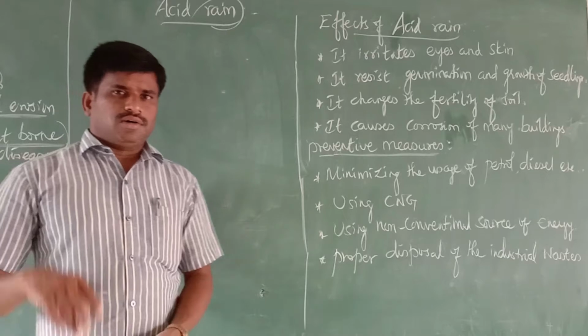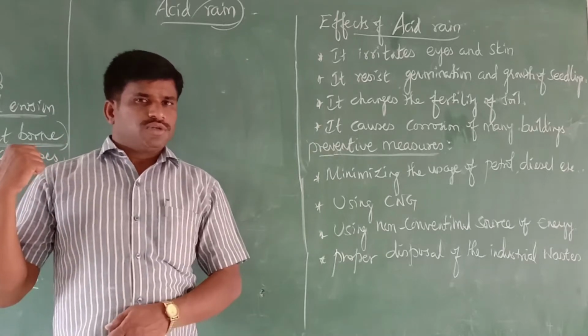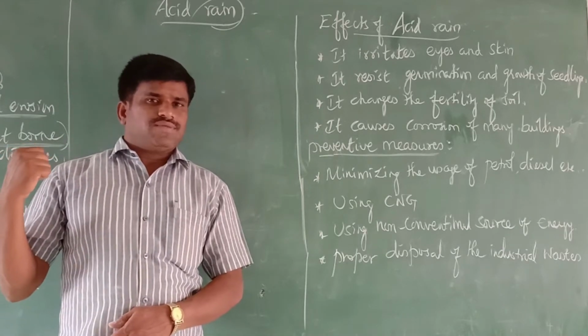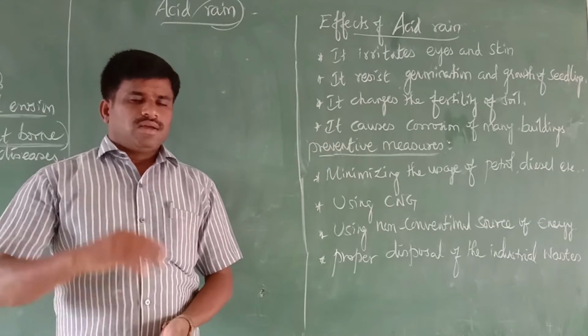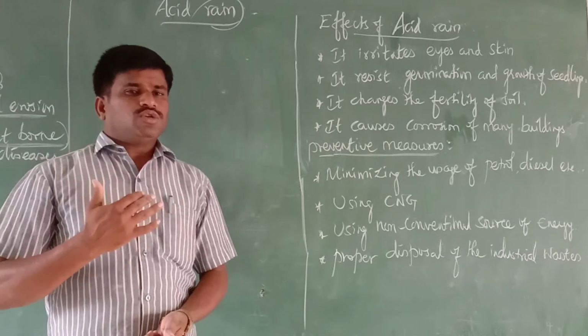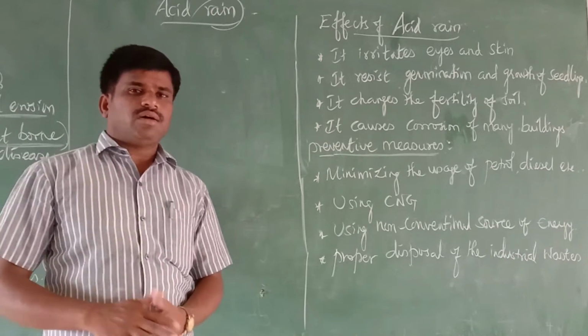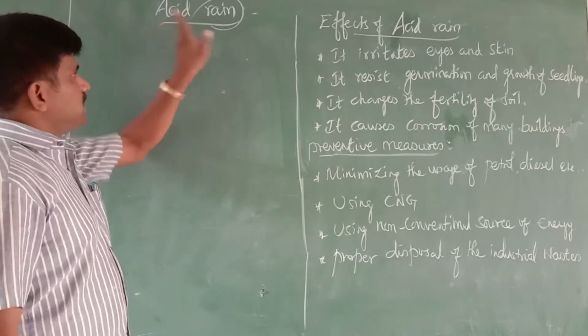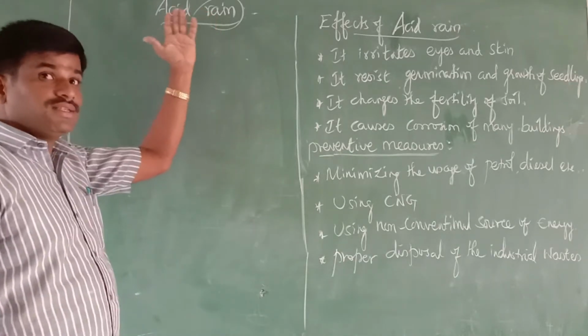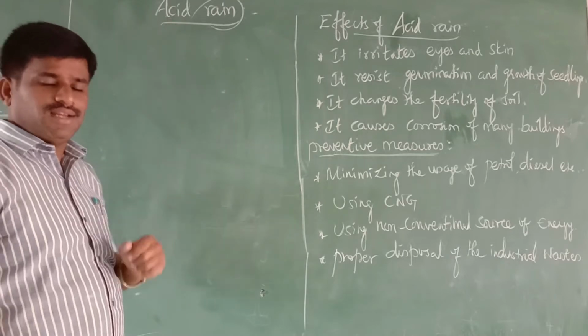I thought you may have understood global warming and its effects, and what preventive measures we should take. Listen to this also. This is also a very easy topic. You can understand it clearly. So, acid rain. What's that? Is the rain itself an acid? Yeah, it happens.